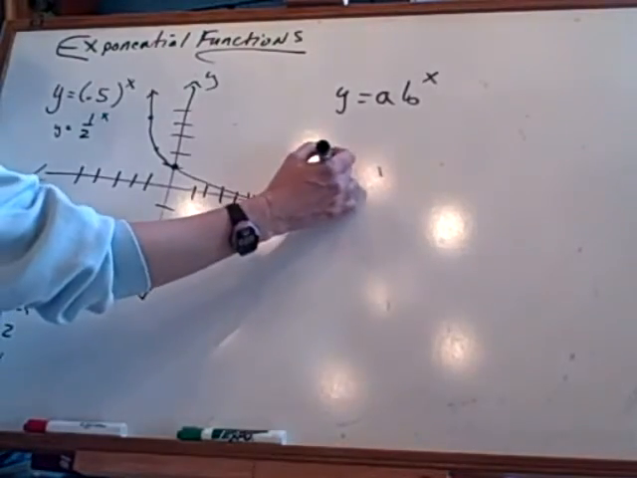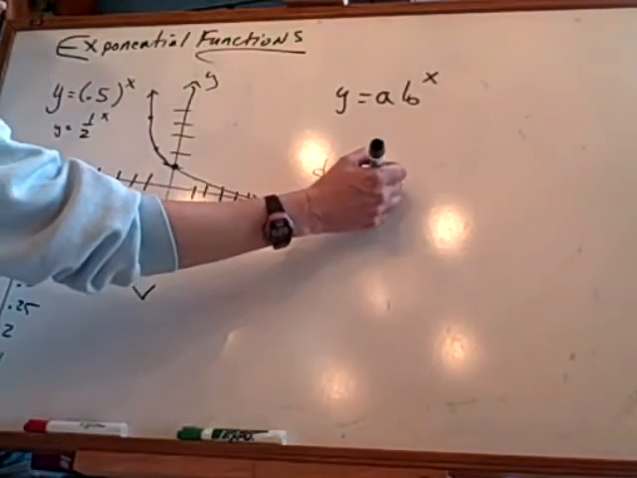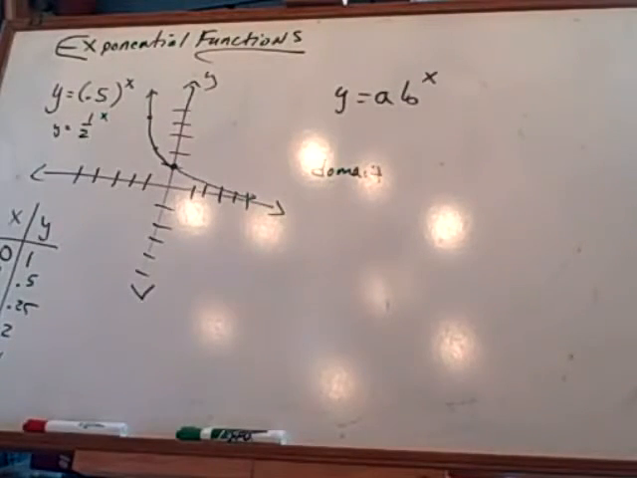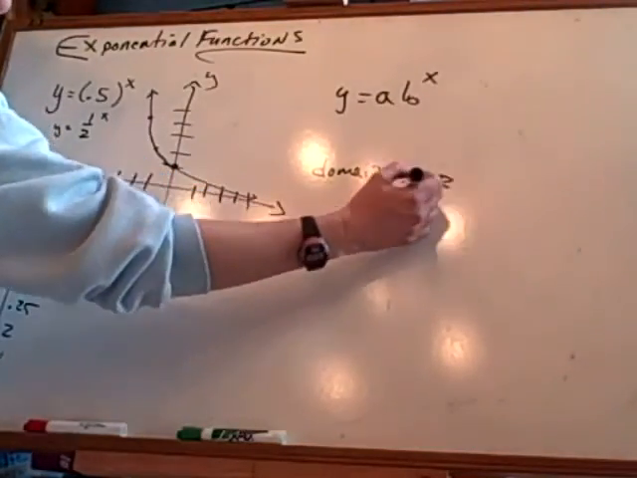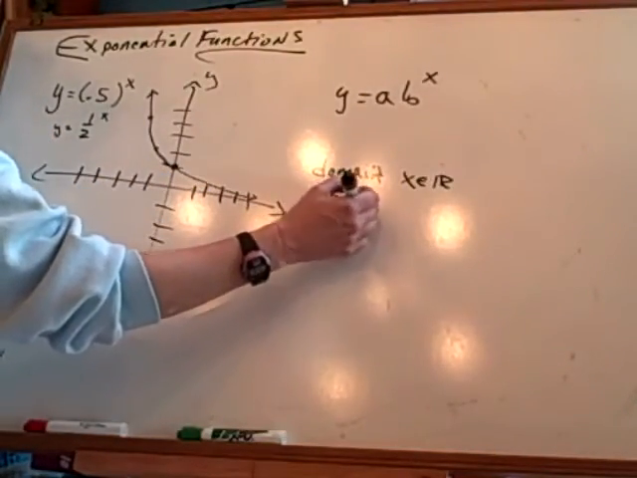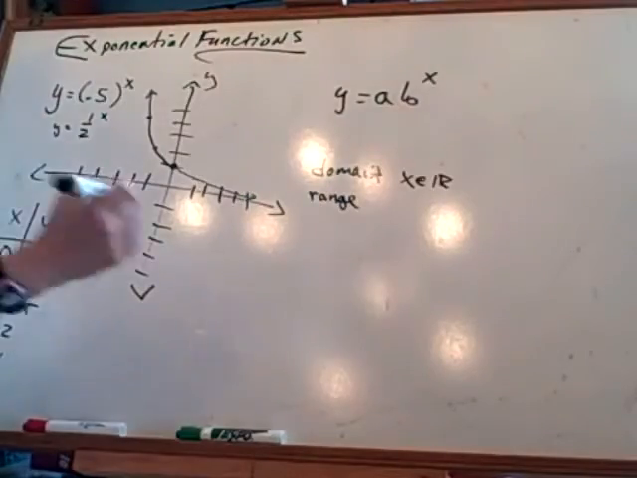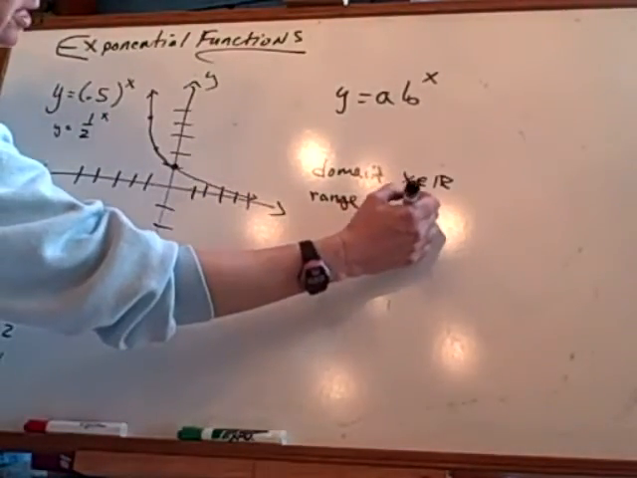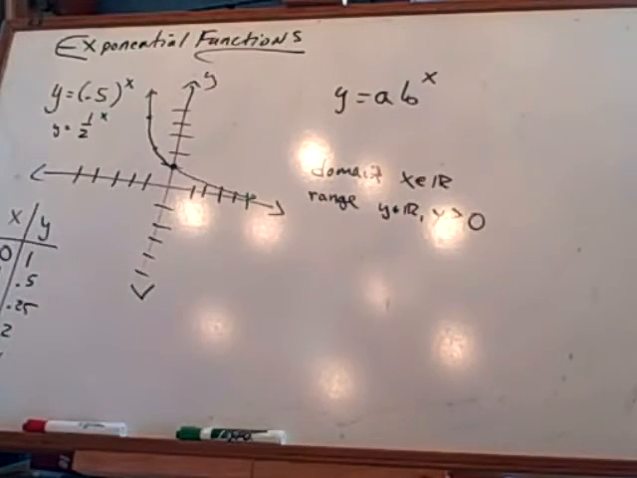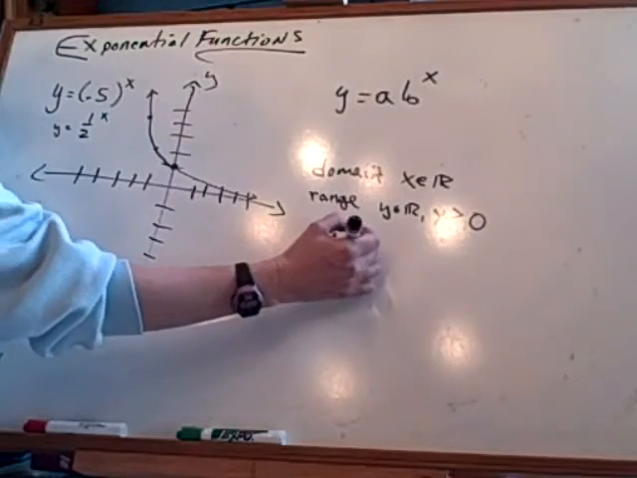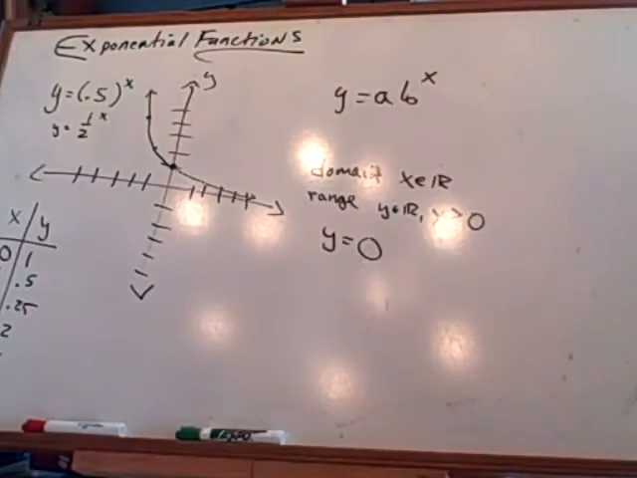So let's talk domain, range, all that business. Is there any number that cannot be plugged in? Every number can be plugged in. So x is an element of the reals, all real numbers, is your domain. What about your range on this one? y is greater than 0. That is correct. y is an element of the reals, and y is greater than 0. It will never actually be 0. We have a horizontal asymptote at y equals 0.